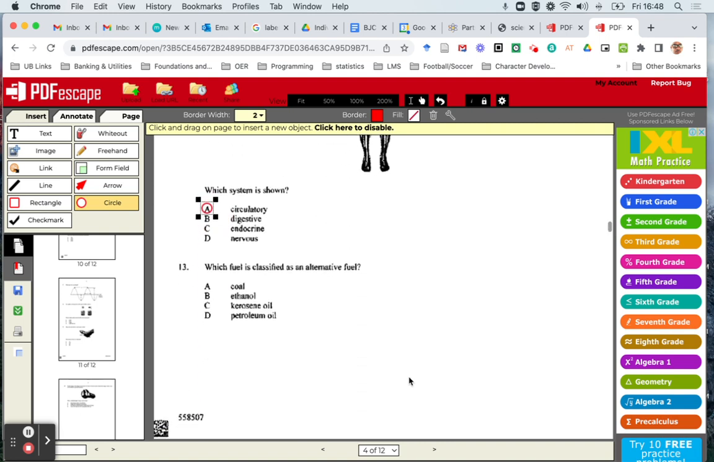Which fuel is classified as an alternative fuel? All of these, A, B, C, and D, can be considered carbon burning fuels, but ethanol is the only one that is not really considered to be a fossil fuel. So we're going to select that as our alternative fuel.